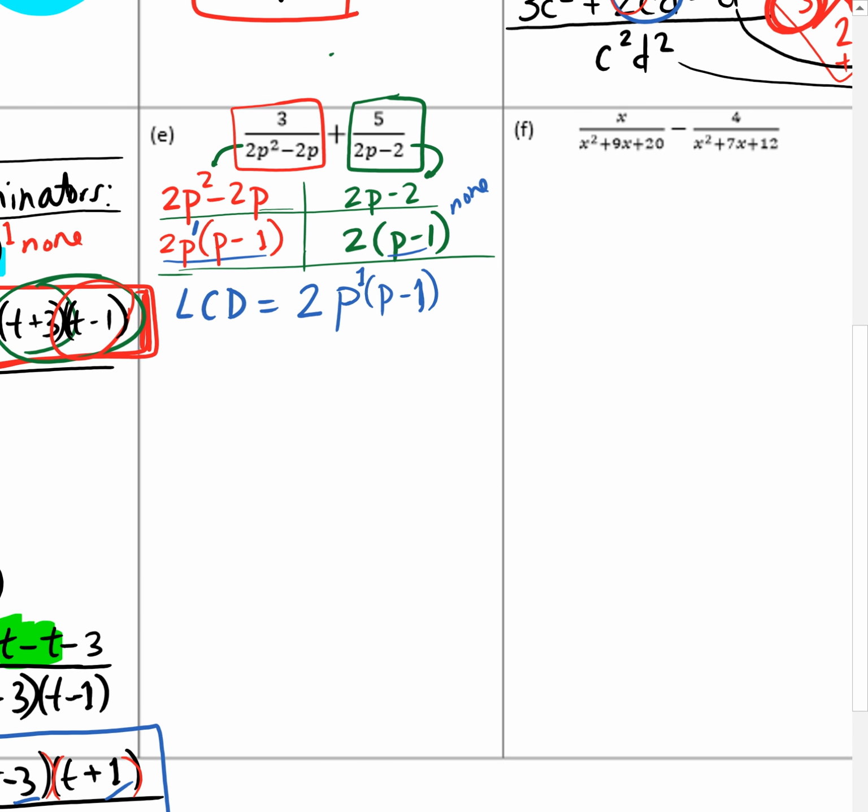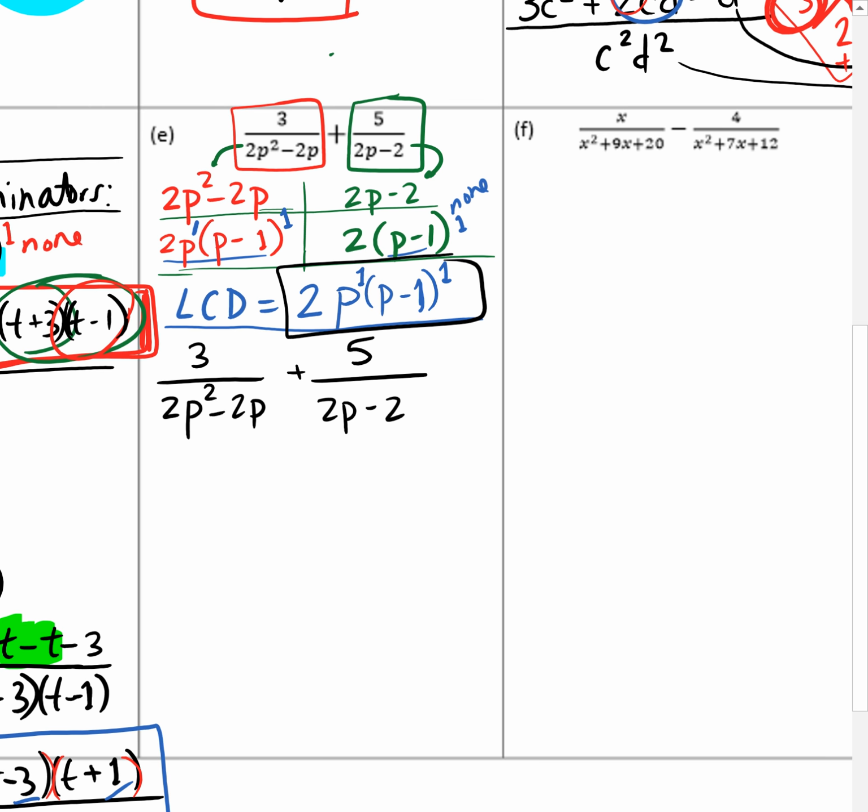P minus 1, I see it once in the first factorization, once in the second. The larger between 1 and 1 is 1, since they tied. But really, I just need 1, 2, 1p minus 1. There we go. Okay, now I just got to keep in mind I'm going to try to transform both of the original fractions, the 3 over 2p squared minus 2p, and the 5 over 2p minus 2.